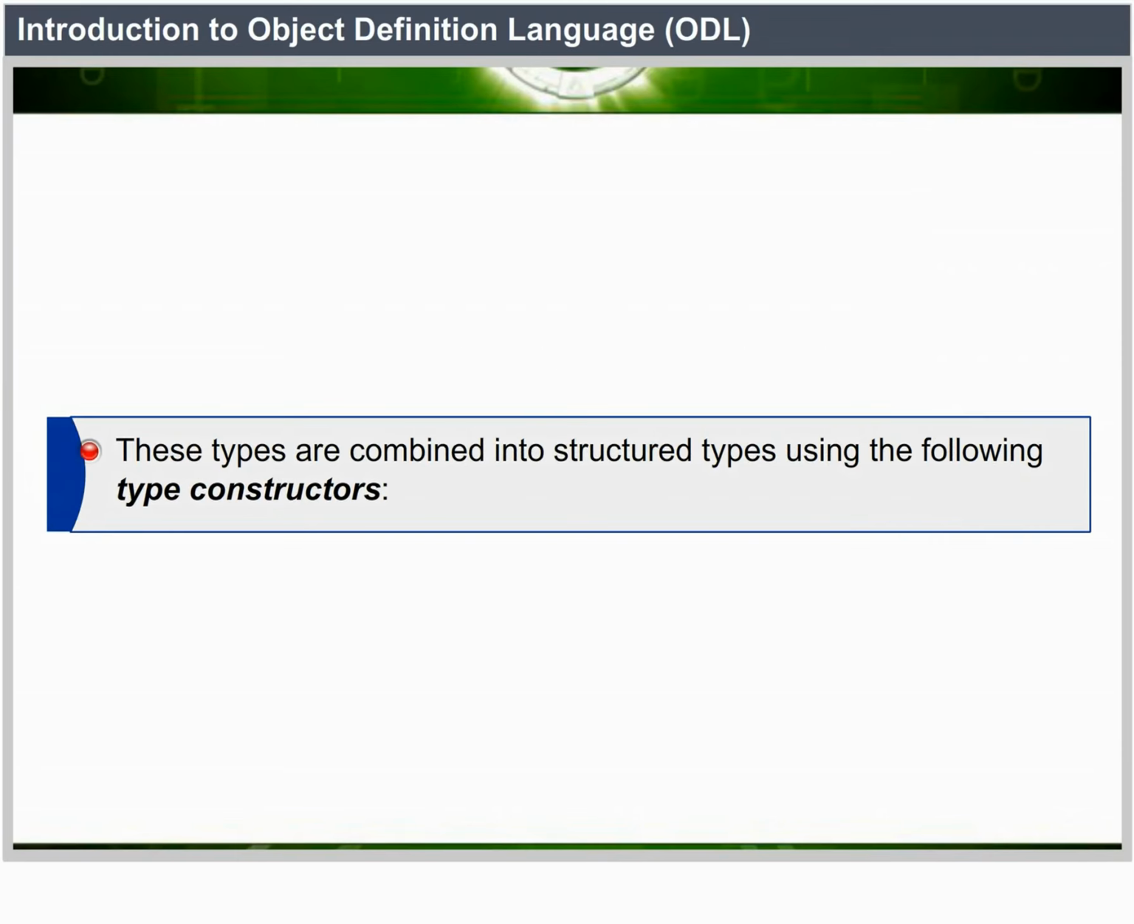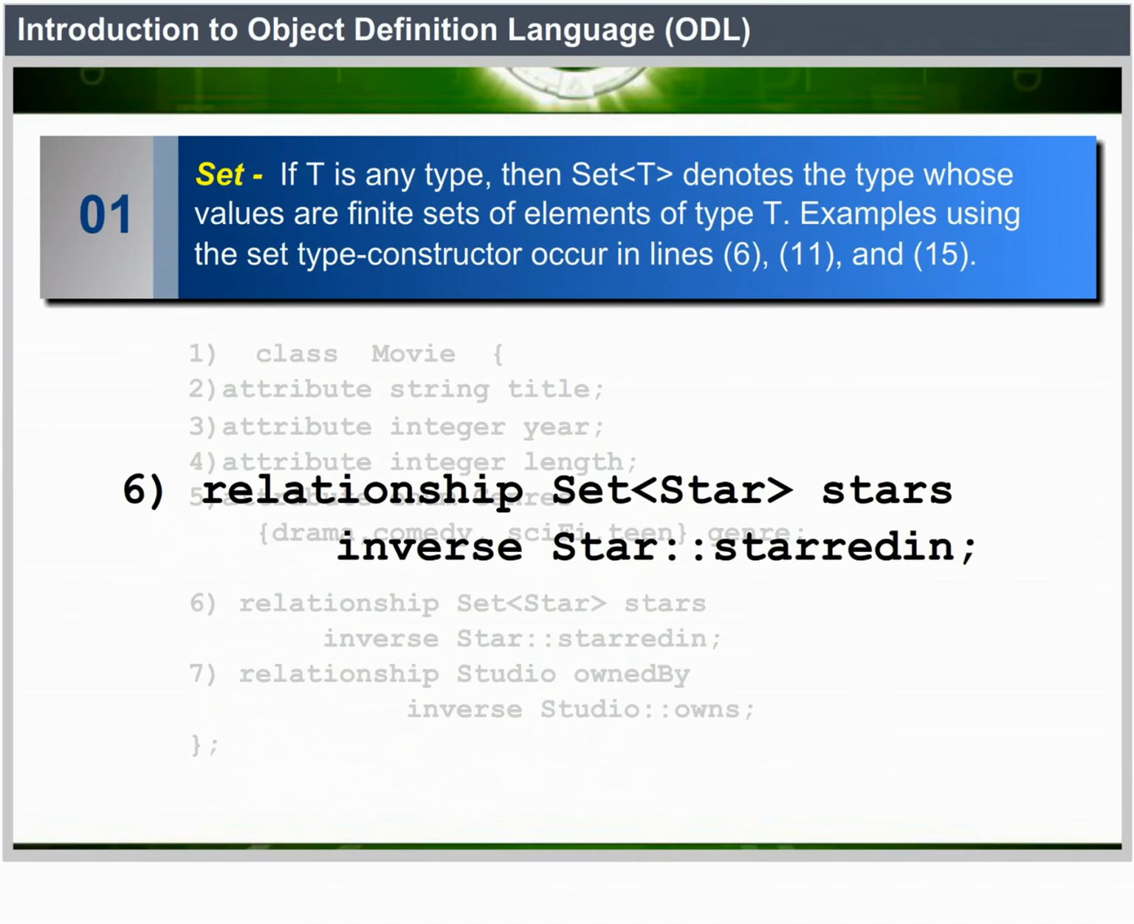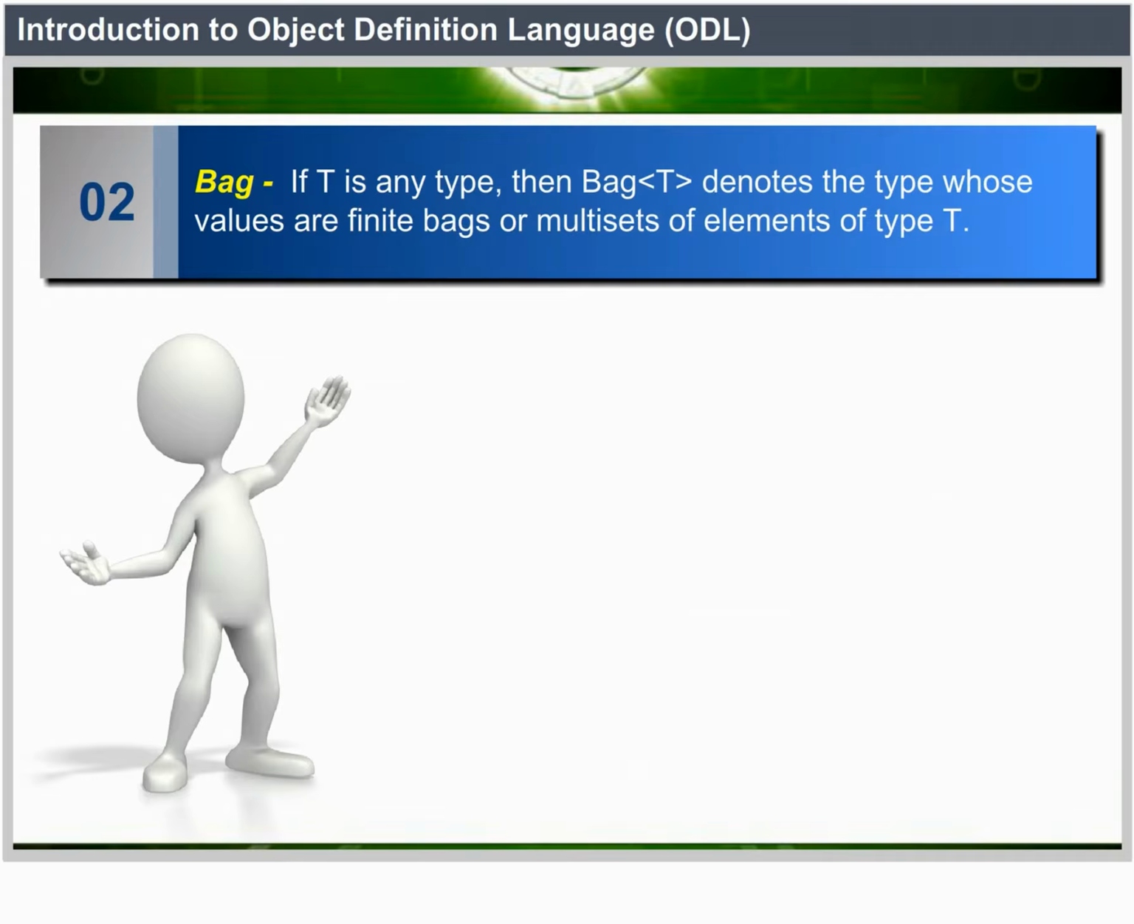These types are combined into structured types using the following type constructors. Set. If T is any type, then set T denotes the type whose values are finite sets of elements of type T. Examples using the set type constructor occur in lines 6, 11 and 15. Bag. If T is any type, then bag T denotes the type whose values are finite bags or multi-sets of elements of type T.